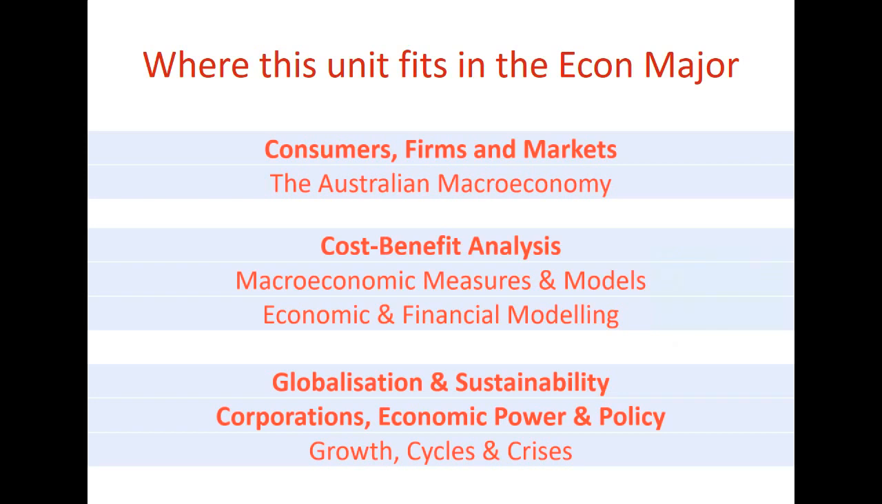Now, the first unit we're doing here provides you with some essential conceptual tools which are presupposed in cost-benefit analysis. So this unit is a preparation for the second year unit, cost-benefit analysis. Consumers, firms and markets also ties into globalization and sustainability. Globalization and sustainability is what we might think of as a political economy unit. So it's concerned with both macro and micro economic issues and the ways in which governments play a role, a substantial role, in influencing economic outcomes.